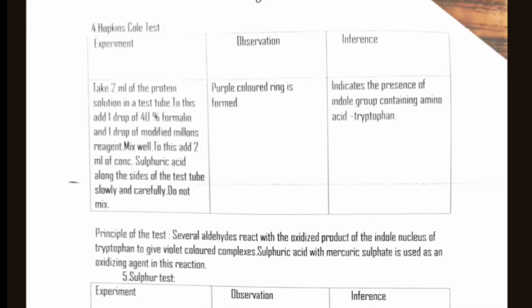Hopkins-Cole test. Take 2 ml of protein solution in a test tube. To this add 1 drop of 40% formalin and 1 drop of modified Millon's reagent, mix well. Add 2 ml of concentrated sulfuric acid along the sides of the test tube slowly and carefully. Do not mix. So a purple color ring is formed, which indicates the presence of the indole group containing amino acid tryptophan.